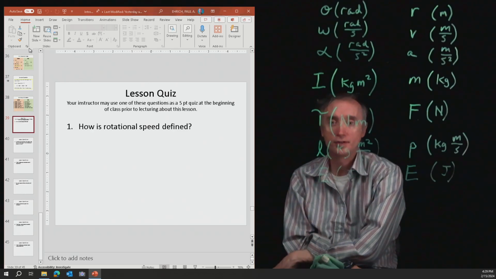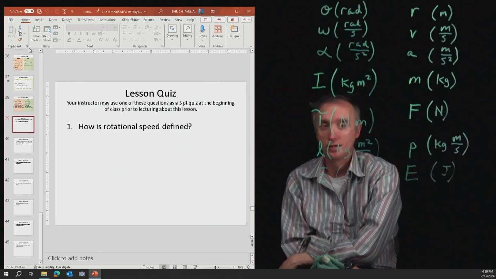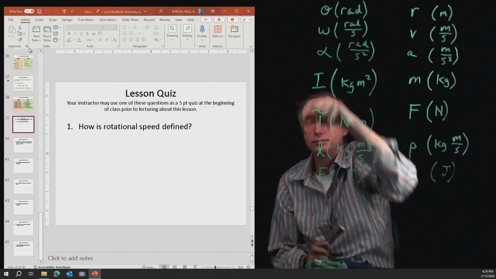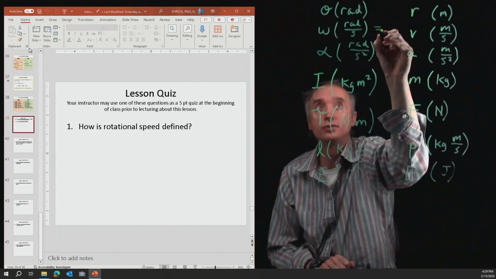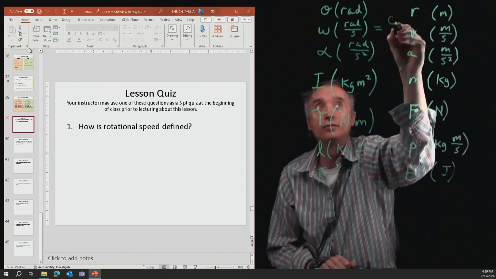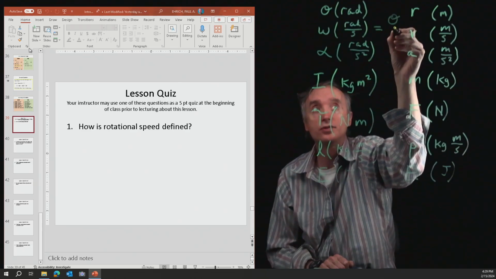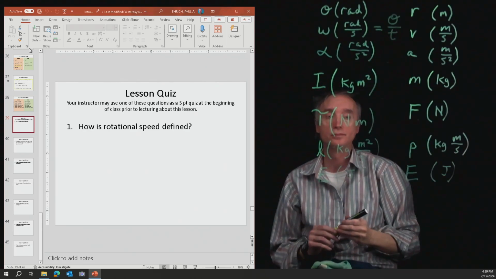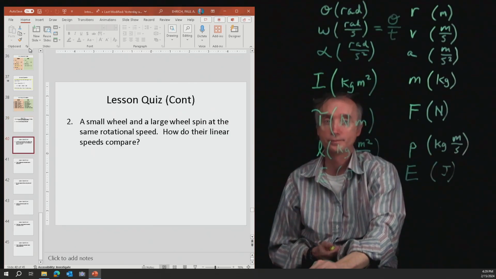Let's see what you've learned today. Question number 1. How is rotational speed defined? So rotational speed is going to be omega, and omega is going to be equal to how far does it rotate, so the angle through which it rotates in a certain amount of time. So that's the definition of rotational speed.